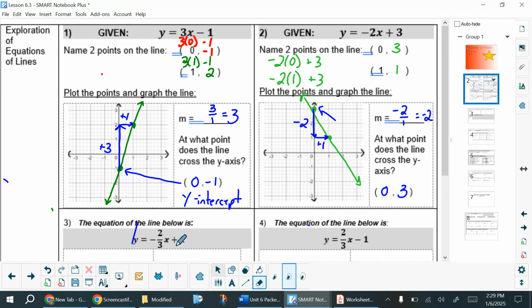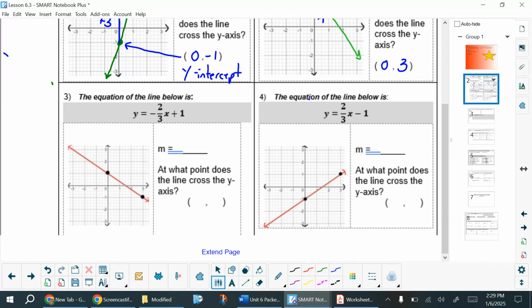If we scroll down here, we've got the same kind of thing. The big difference here is they've graphed the lines for us because we've got some fractions involved that make it a little bit more difficult. So they've graphed the line y equals negative 2/3 x plus 1. And they want us to find the slope and the y-intercept. So I'll do my slope. Looks like I went down 2 and to the right 3, which is a positive 3. So my slope is negative 2 over 3. The point where it crosses the y-axis is right there. That's the point 0 comma 1. Again, go ahead and pause the video. Try number 4 on your own. And then restart the video in a couple of minutes.